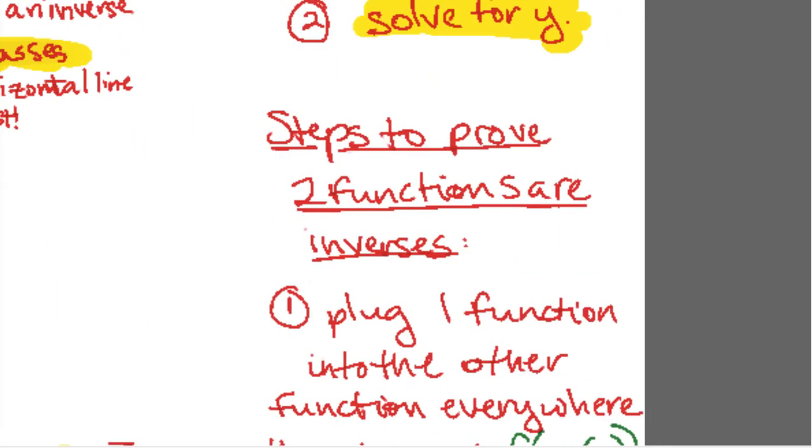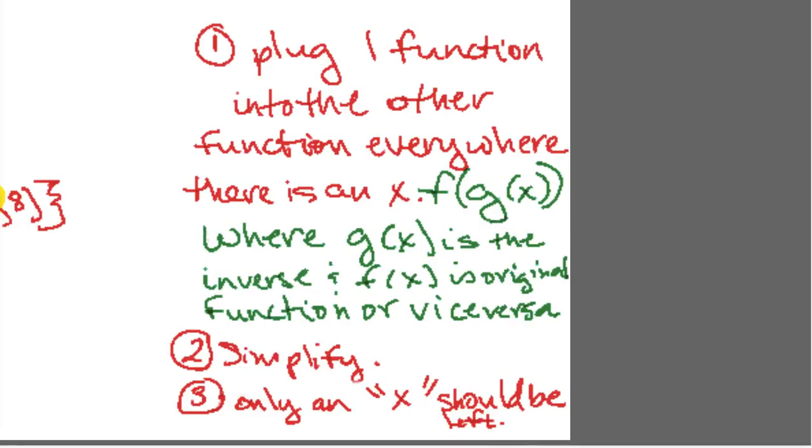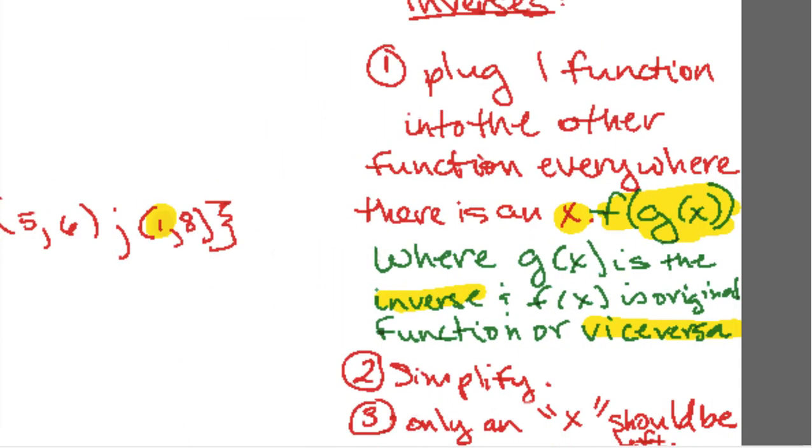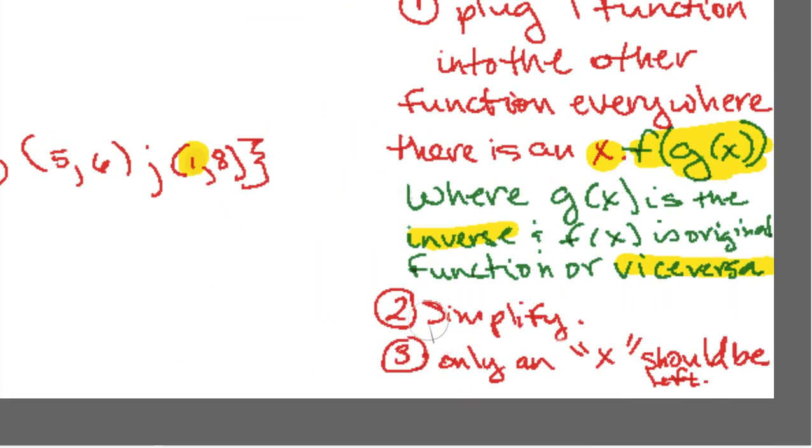All right. What do you do to prove if they're inverses? Well, you plug one function into the other function everywhere there's an x. That's basically what you're doing in the composites, the f of g of x and g of f of x method, where one function is the inverse and the other function is the original function. So it's either that way or vice versa. It doesn't matter, however you want to look at it. Just plug one function into the other everywhere you see an x. And the only thing left after you simplify should be an x.